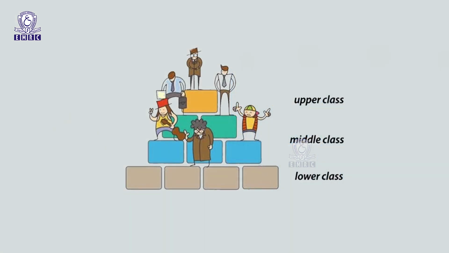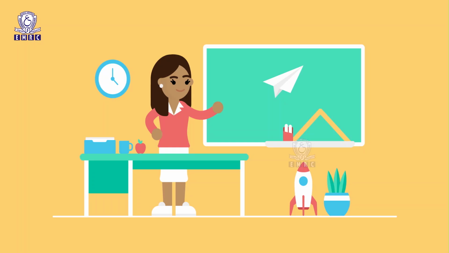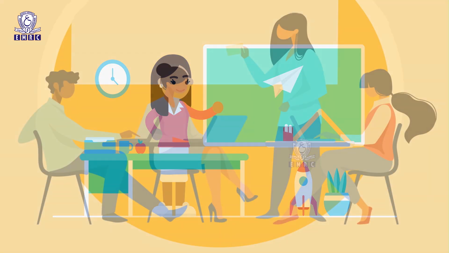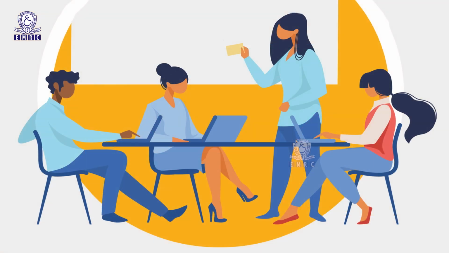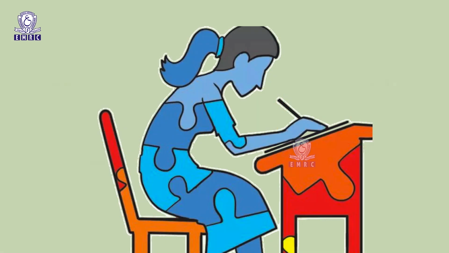The next condition is that the members of the 2 groups have common goals. For example, in a BA class, BA Psychology and BA Mass Communication students have a common goal to do well in academics and score good marks.